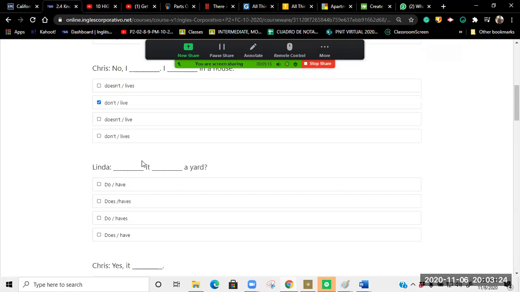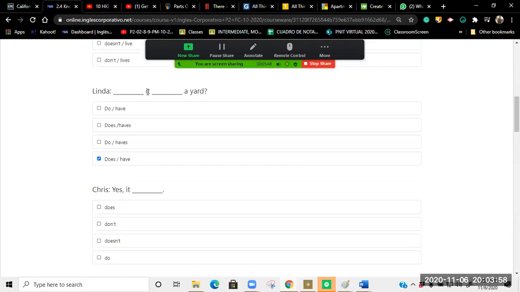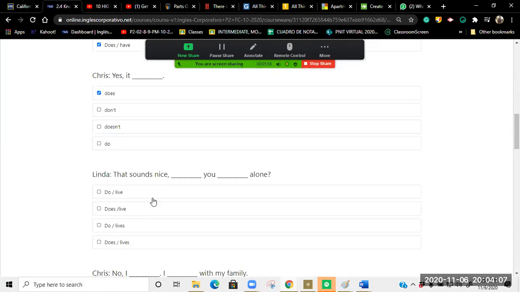Cuando ocupamos it, it es tercera persona. So is it do it have or does it have? Does it have a yard? Very good. Does it have a yard? Okay. Y hablamos la diferencia entre yard y garden. Yard, grass only, no trees, etc. And garden, sí, cuando hay plantitas y demás, okay? Okay, so if the answer is it, yes, it does. Yes, it does. Very good. Yes, it does. That sounds nice.